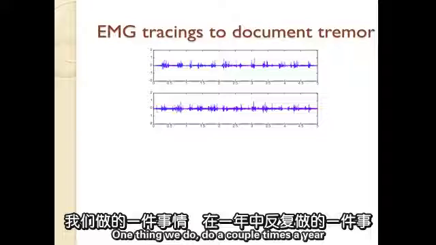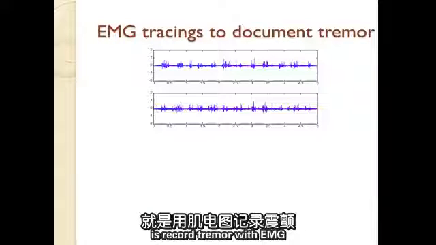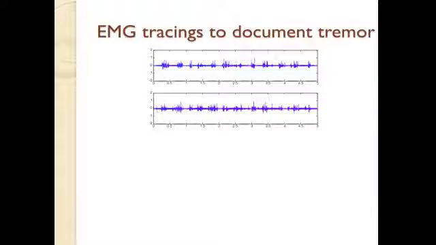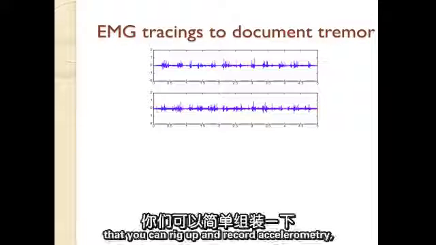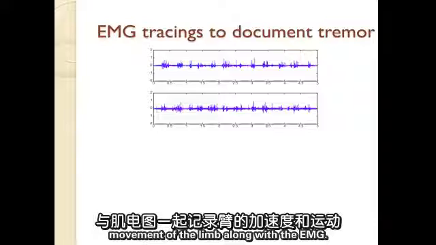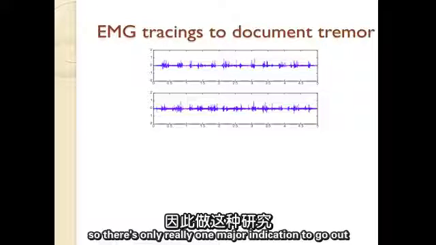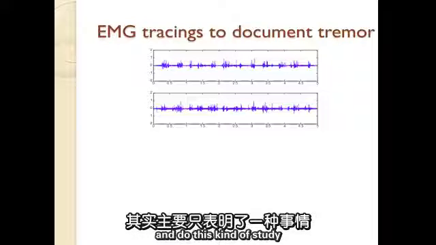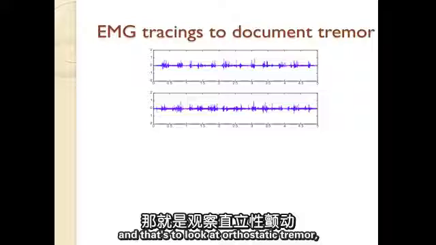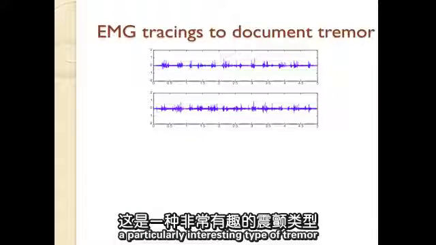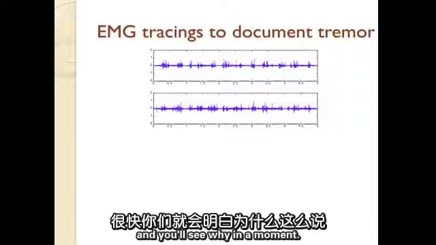One thing we do a couple times a year is record tremor with EMG, and we also have an accelerometer that you can rig up and record accelerometry movement of the limb along with the EMG. And again, it's an extension of the neurologic exam, so there's only really one major indication to go out and do this kind of study, and that's to look at orthostatic tremor, a particularly interesting type of tremor. And you'll see why in a moment.